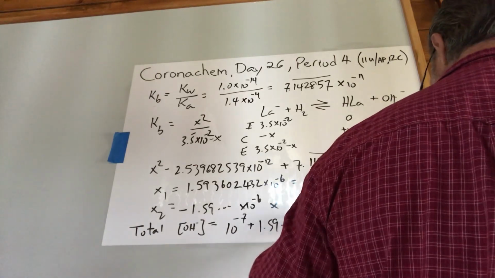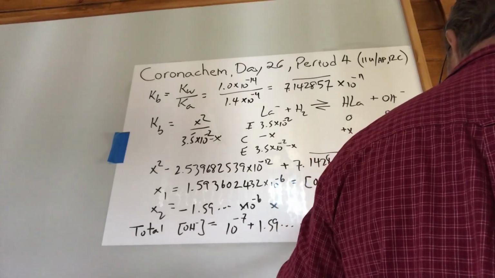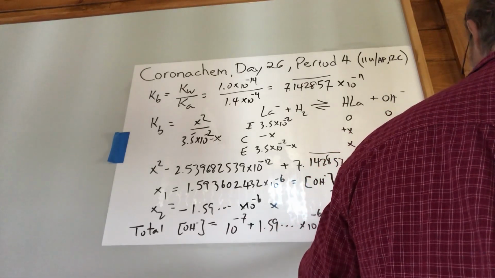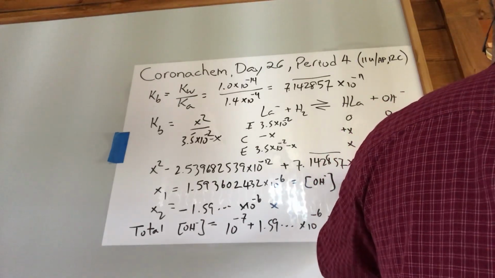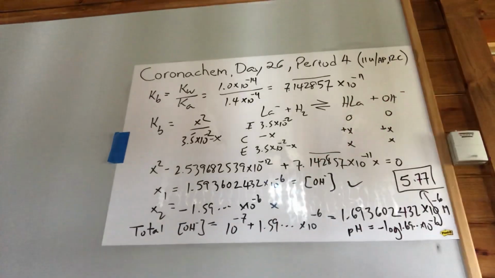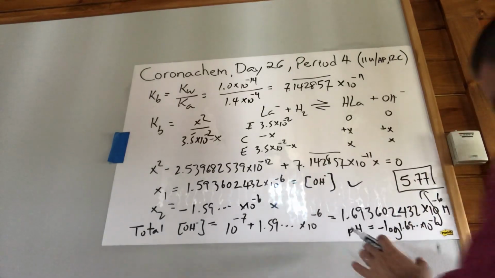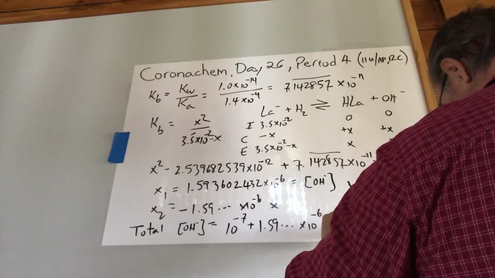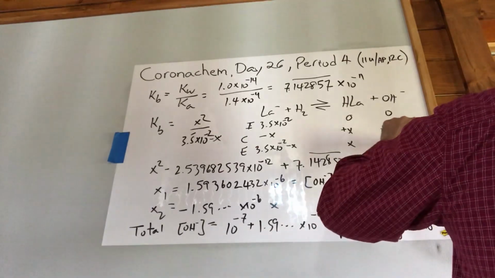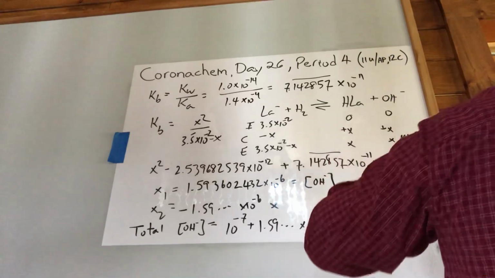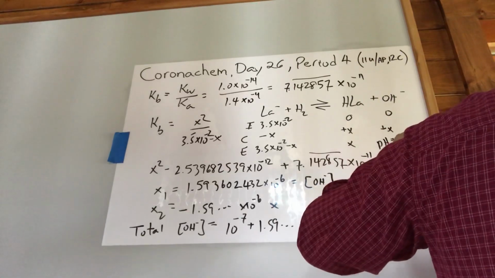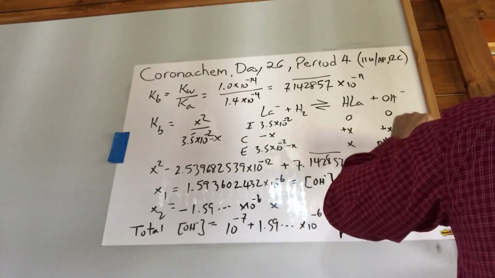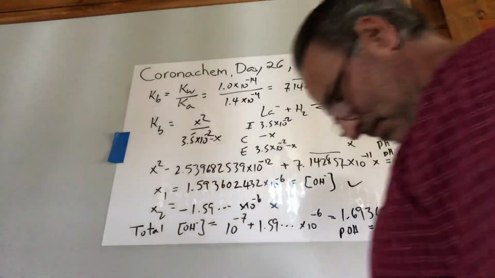So the pOH is equal to negative log of that. I'll put the answer here because there's no room. You get 5.77. Sorry, that's pOH. So that means the pH is 14 minus 5.77, or 8.23 is the pH that you get for that one.